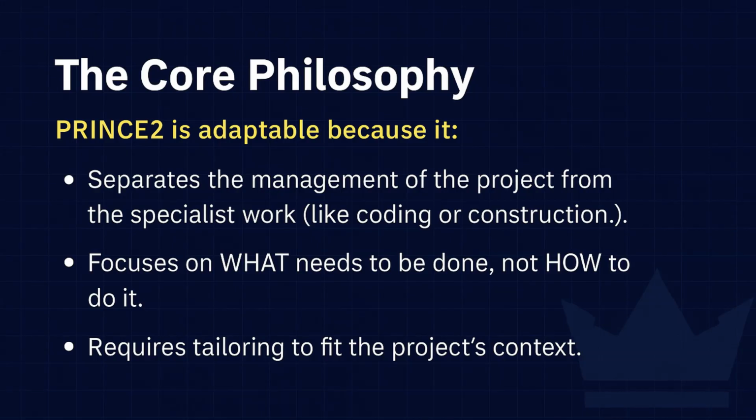Number 6 addresses that inherent riskiness we talked about. Risk. The question here is, how much risk is the business actually willing to accept to achieve the benefits? PRINCE2 insists that risks, both threats and opportunities, aren't just noted down, but actively managed and owned by the governing body. Okay, active risk management. Right. Makes sense. And the 7th one, you said it's quite modern.